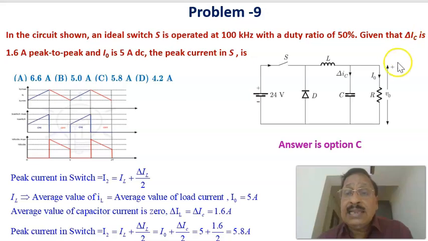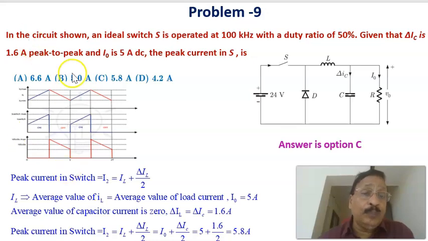Given delta IC, the peak to peak ripple current in the capacitor, equal to 1.6 ampere, and the average load current is equal to 5 amperes. The question is: what is the peak value of the current through the switch? Now, as I told you, this is a buck converter. Input voltage equal to 24 and the duty ratio is equal to 50%.